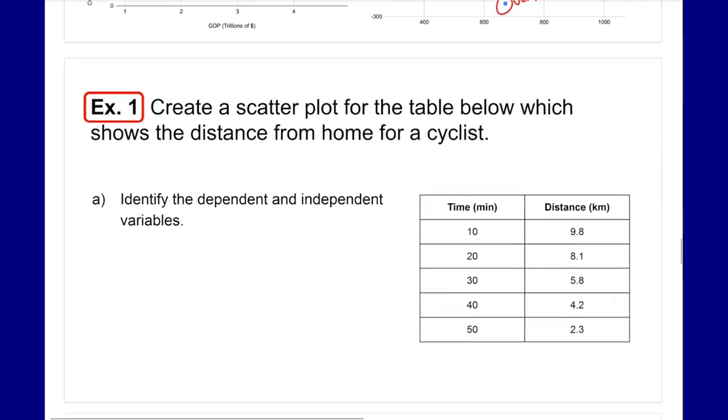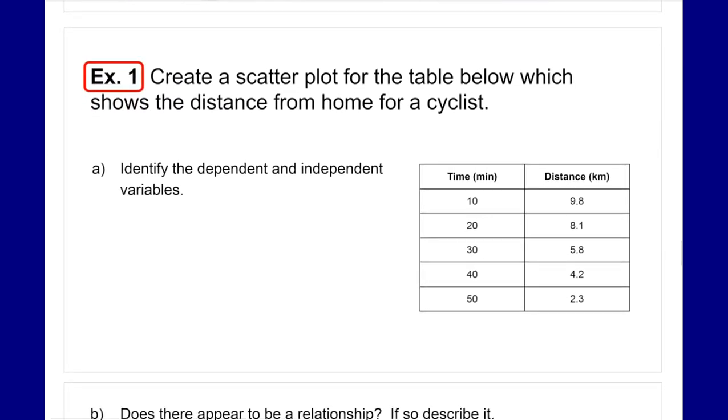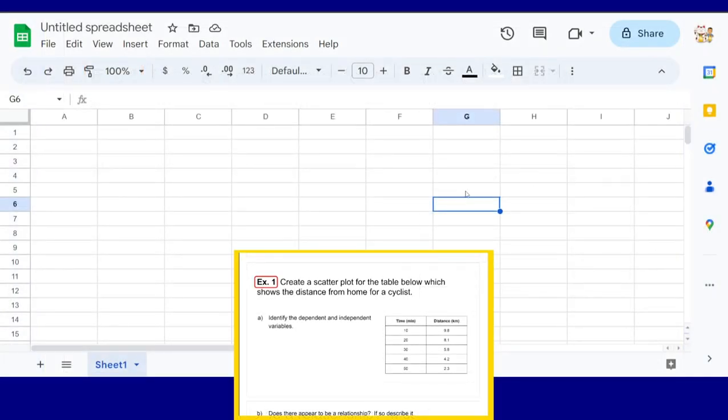So let's go through one example. We're going to create a scatter plot for the table below, which shows the distance from home for a cyclist. So I'm going to pull up a dual screen here. I've already opened up a Google Sheet spreadsheet. Now, if you choose to do this on Excel, the steps are a little bit different, but generally the same idea. So I'm going to create my table.